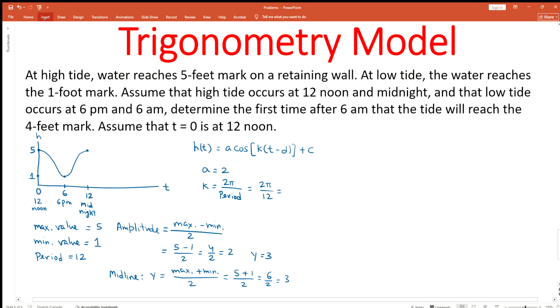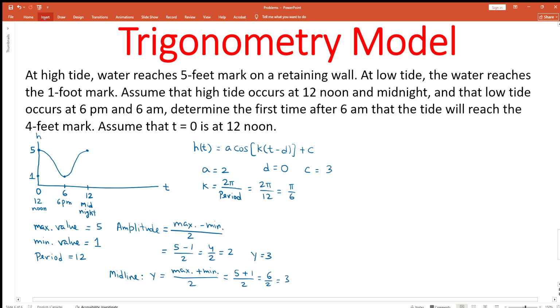We can reduce this fraction to pi over 6. This is the value of k. Next, we can find the value of d. As you may know, d represents phase shift. Since the maximum point on this graph lies on the vertical axis and we are using the cos function, the phase shift is equal to 0. And the c value is equal to the value we got for the midline, 3.